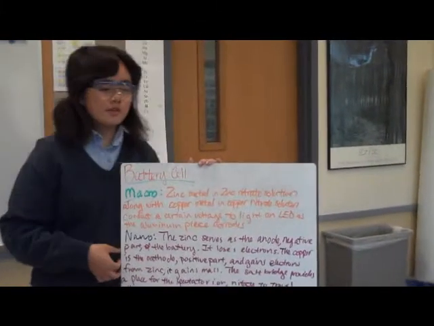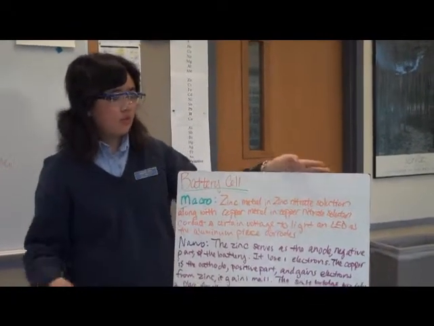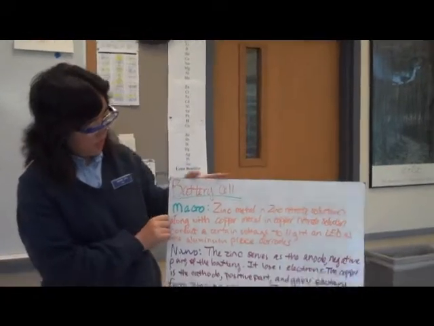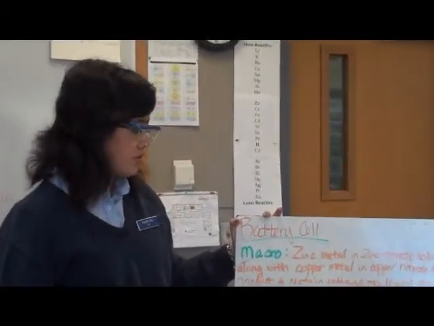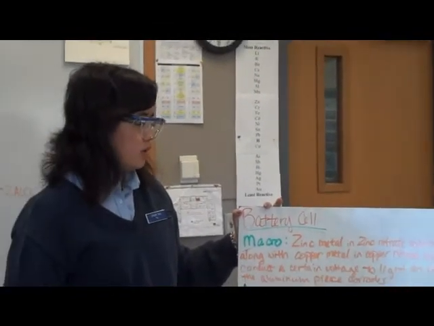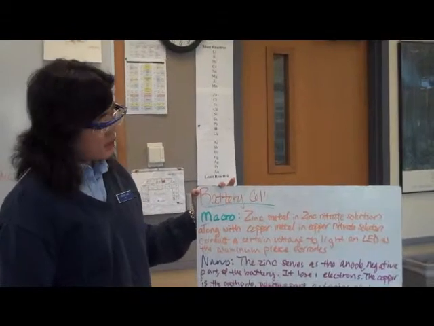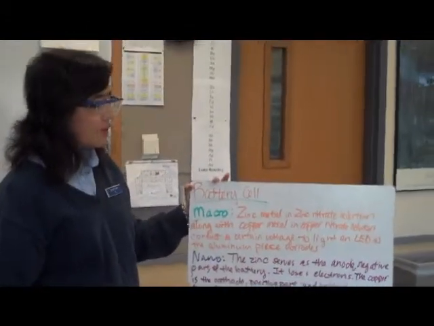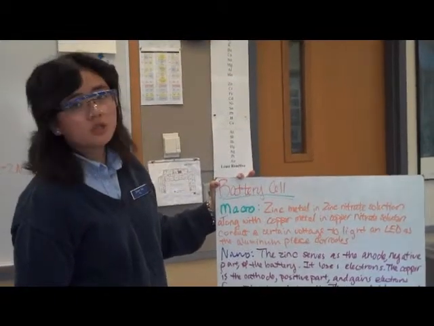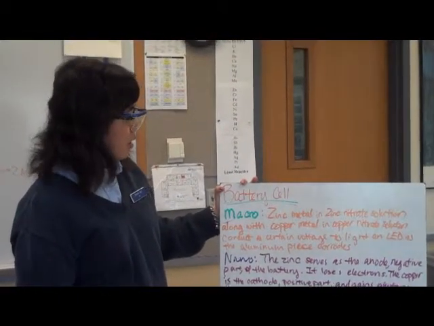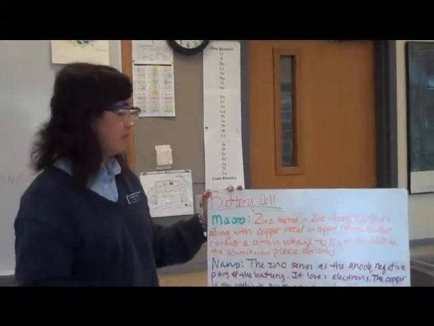Okay. This is the battery cell part of our Rube Goldberg project. It's a chemical equation. The macro part is that the zinc metal and zinc nitrate solution, along with copper metal and copper nitrate solution, are connected by a salt bridge containing potassium nitrate. They conduct electricity and produce a certain voltage which lights an LED, as soon as we corrode the aluminum piece that's shorting the circuit.